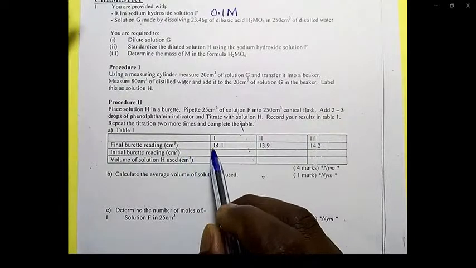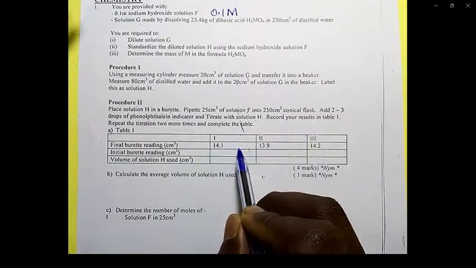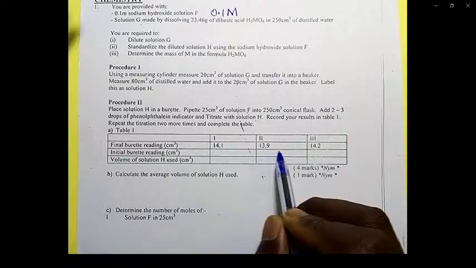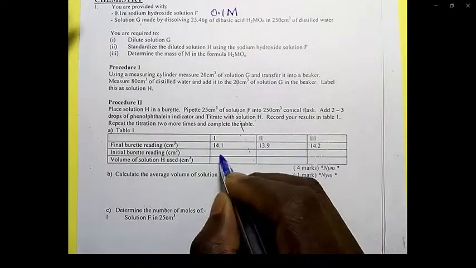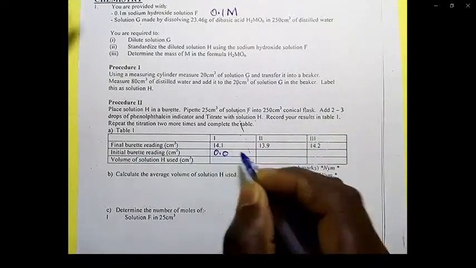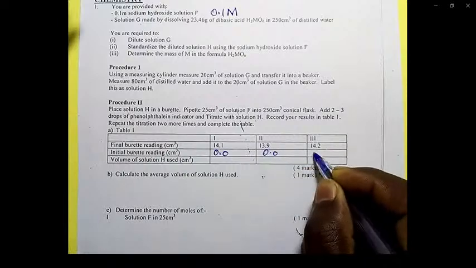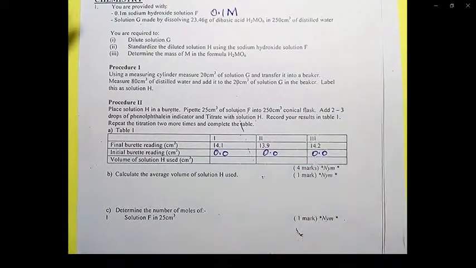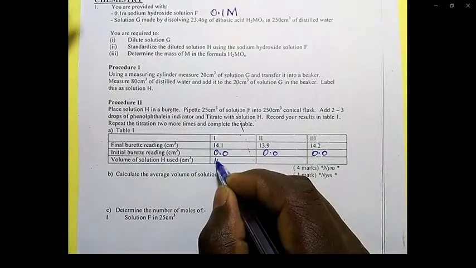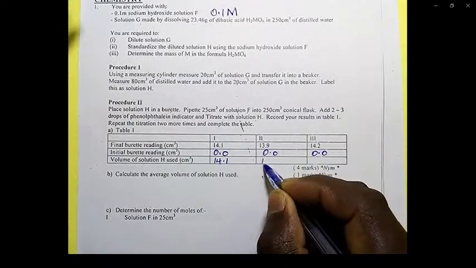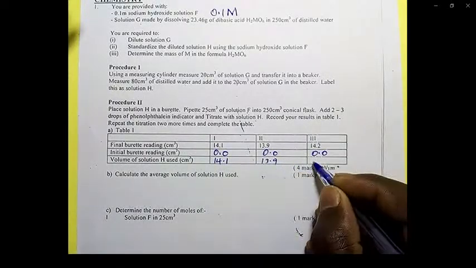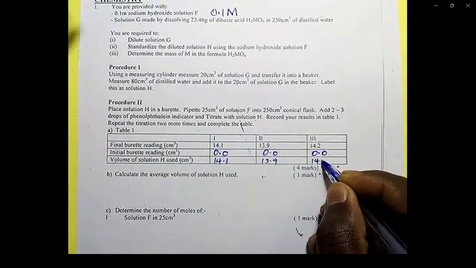So we have been given the volume that was used, that is the first iteration, the second and the third one. We will only fill the table using the initial 0.0, and then we will do the arithmetic, that is 14.1, 13.9, and then 14.2.